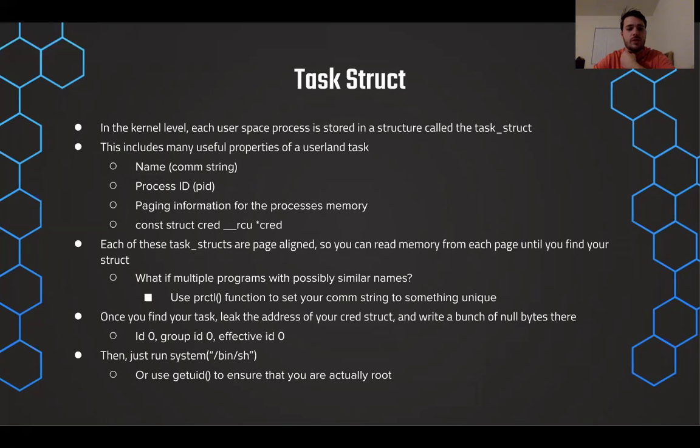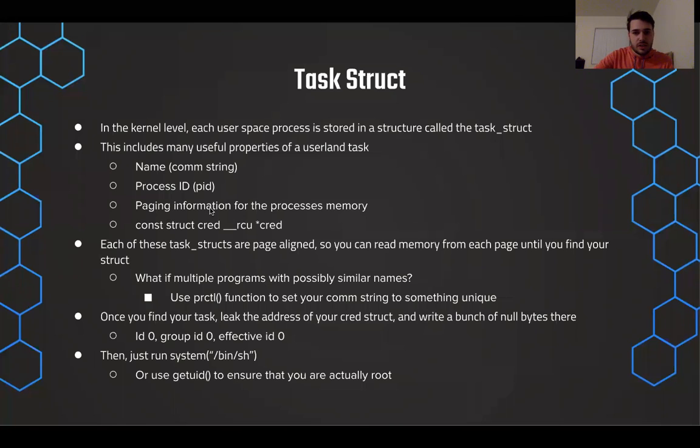So what you can do is start at a low page, read big chunks of data through each page, and then try to find your process name. And if your process name is in that chunk and it looks like what you imagine a task struct could look like, you can just find your cred struct and then write a bunch of null bytes all over there.